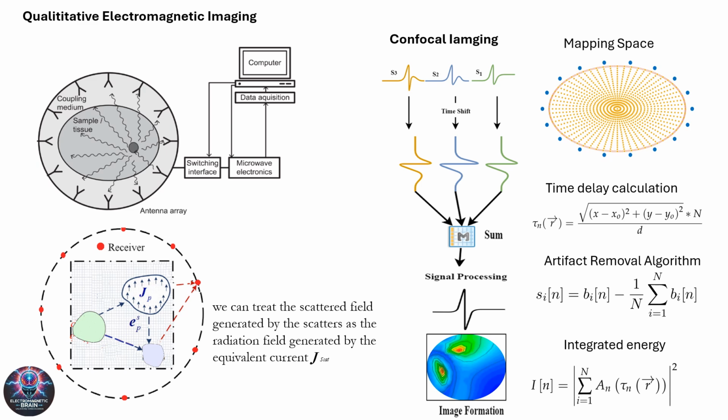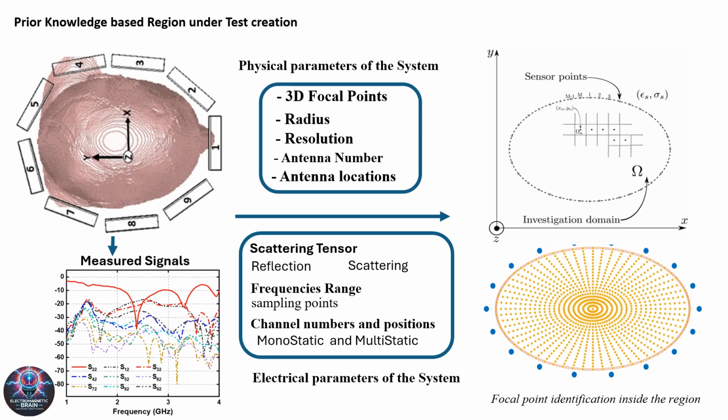This slide comprehensively outlines the process of utilizing prior knowledge to create a region under test, RUT, for investigating internal structures, such as the brain, through the principles of electromagnetic wave scattering. It demonstrates how both physical and electrical parameters are integrated into the system to enable the precise reconstruction of images that can reveal internal tissue characteristics and potential anomalies.